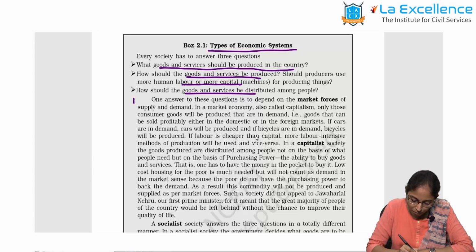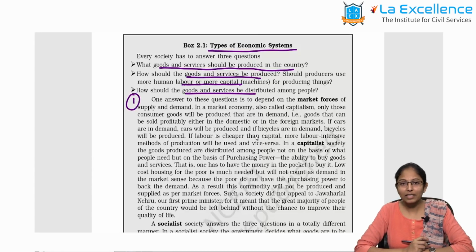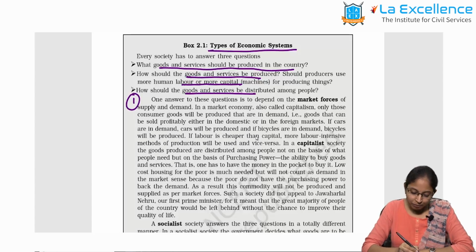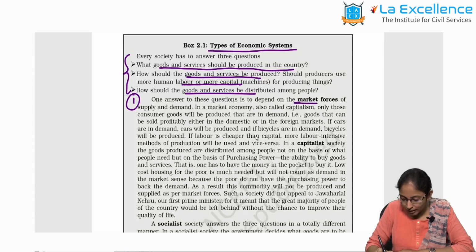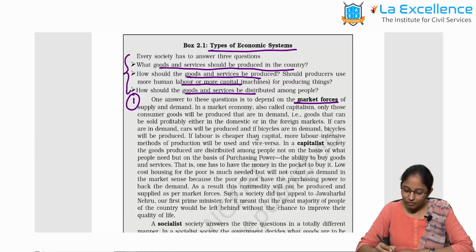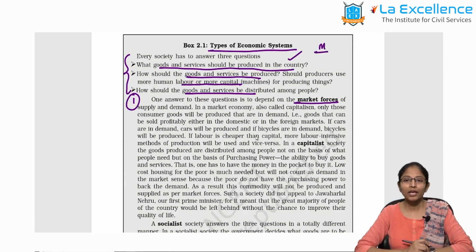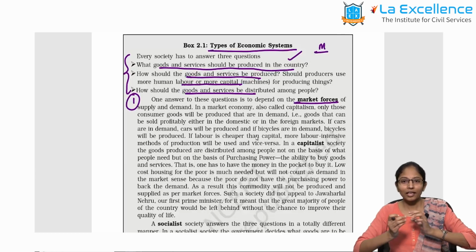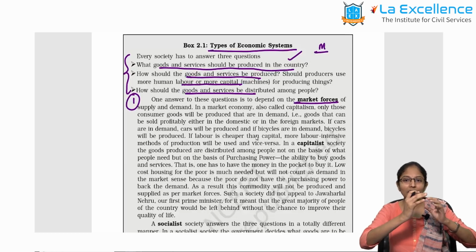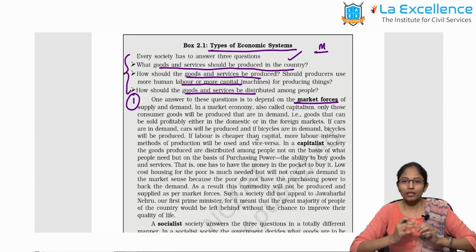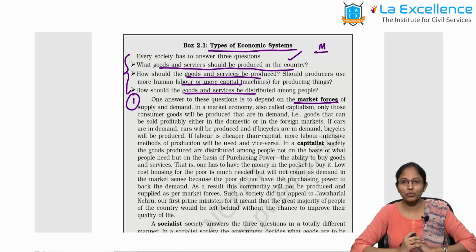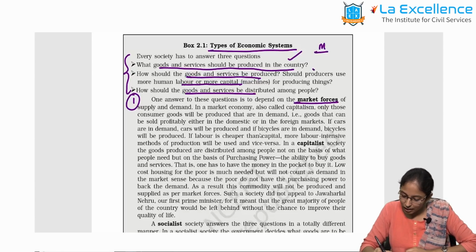The first economic model is capitalistic economic model, where the answers for these three questions are provided through the market forces. It means the production of goods and services is based on the market forces. Market forces are driven by demand and supply forces. If the demand for a particular good is there, then only that particular good or service is produced. Based on the demand only they are produced.